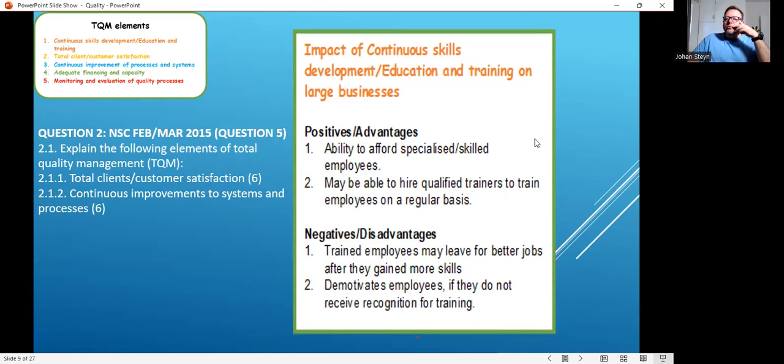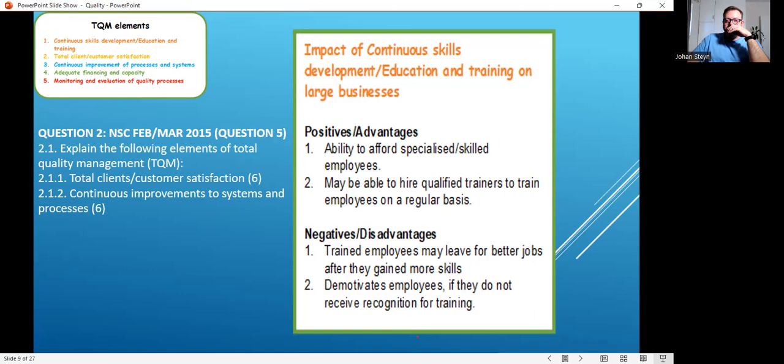So how do I, no, it's not this one, but you can now understand it could have said continuous skills development. It could have said adequate financing. It could have said monitoring and evaluation. So how do I? What do I do? This is how you do it. Okay, I'm getting off track here.